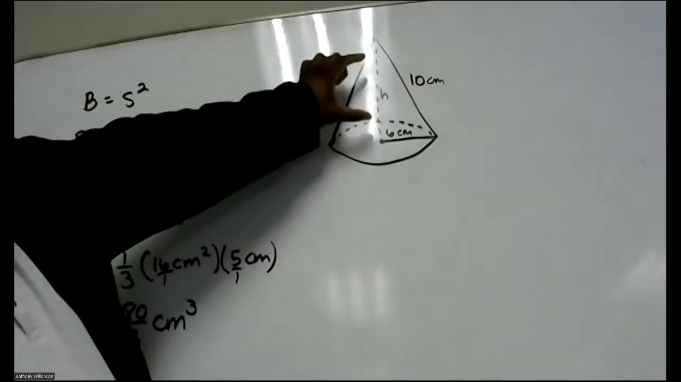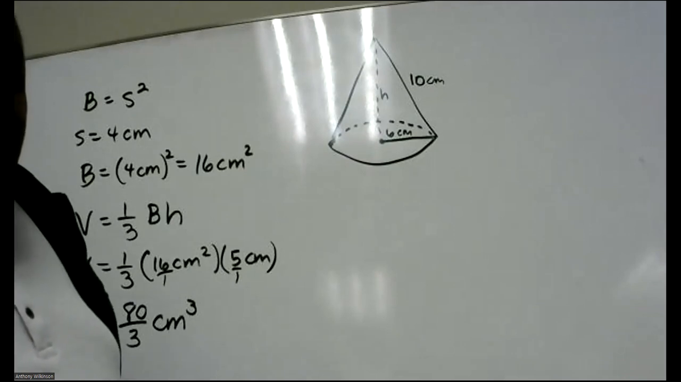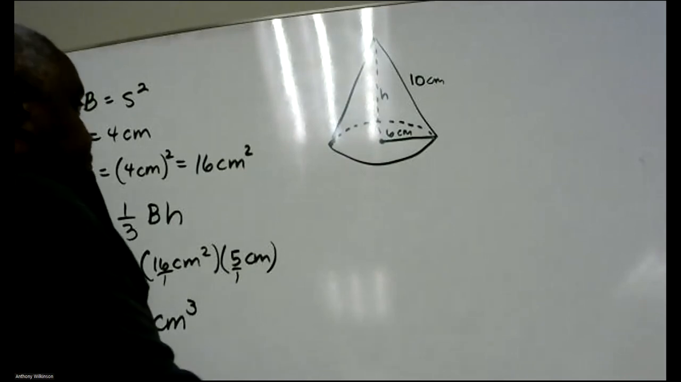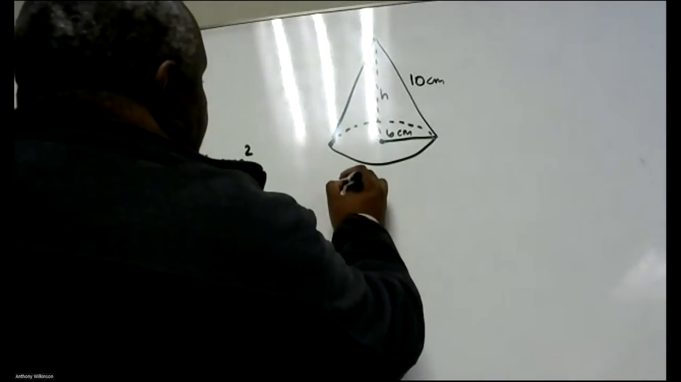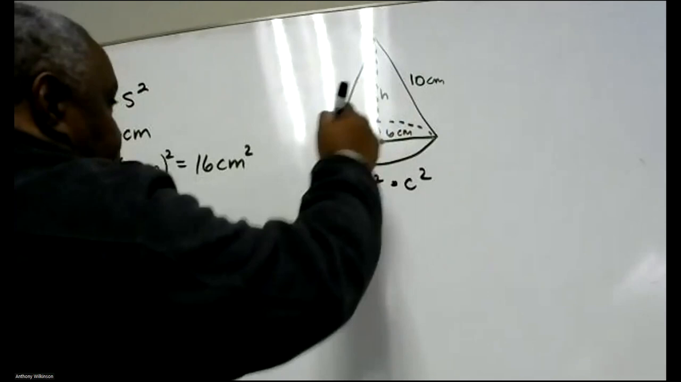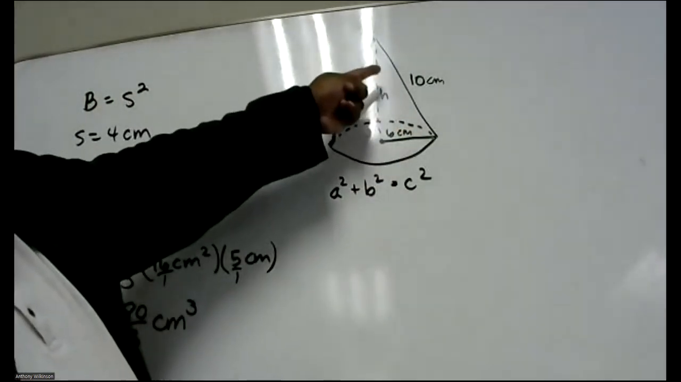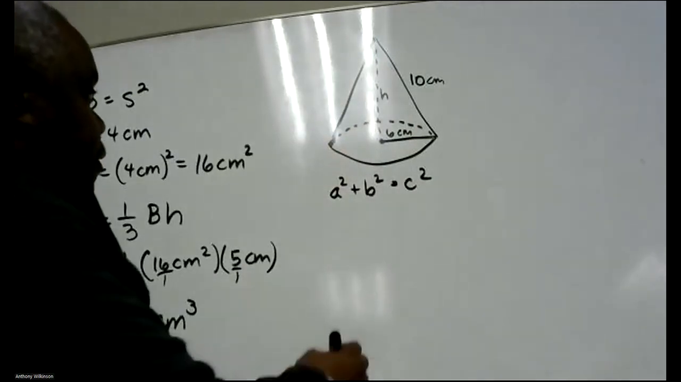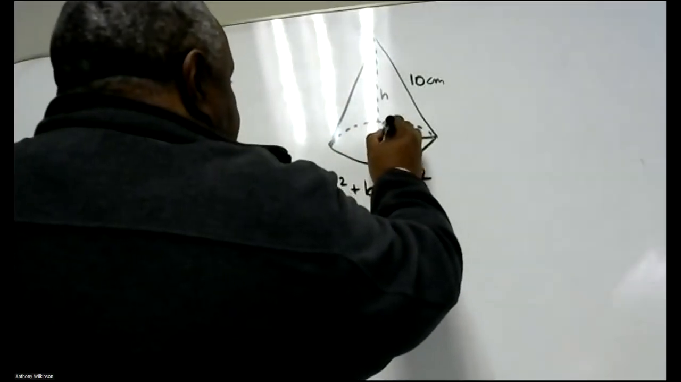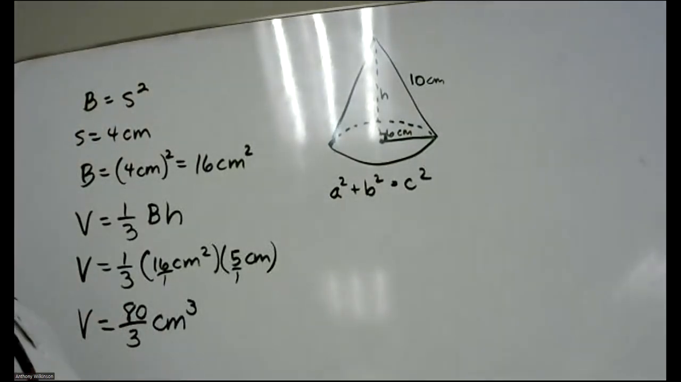Okay, so we need to know what H is. Does anybody remember the Pythagorean theorem? There we go. That's what we're going to need to use here to find out the length of H. And we're going to treat that 10 centimeters as the hypotenuse because this part right here, we have a right triangle. So in the right triangle, the hypotenuse is along the side.